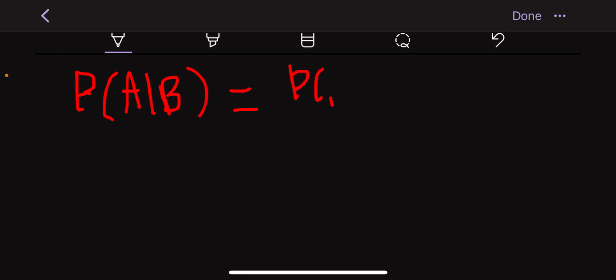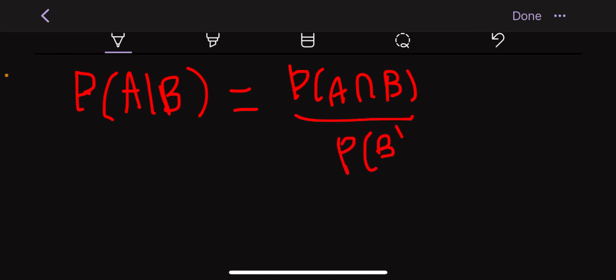If you have two events, A and B, the probability of A given B is equal to the probability of A and B over the probability of B. So this is the definition of conditional probability.